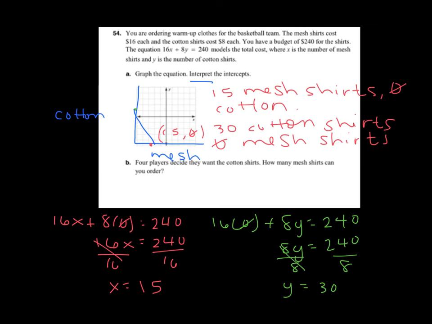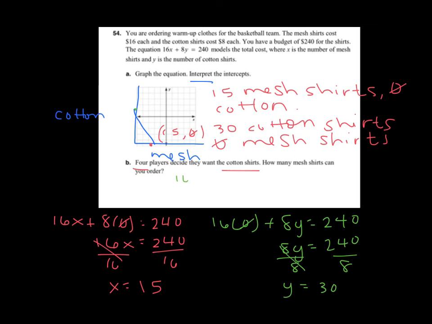Okay? Alright, for letter B, it says that 4 players decide they want the cotton shirts. How many mesh shirts can you order? So they are giving you a value for cotton. Remember, cotton was your y variable. So all you have to do is substitute in a 4 and solve for x. I'm going back to the original equation, which was 16x plus 8y equals 240, but they are telling me that cotton, which is y, is equal to 4.